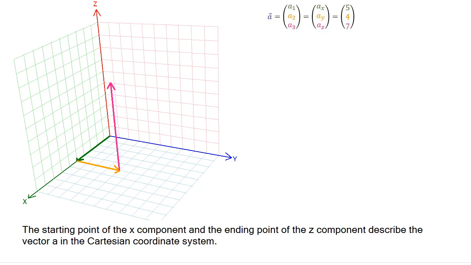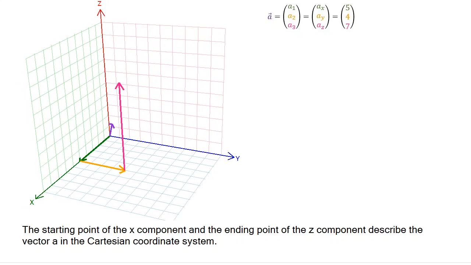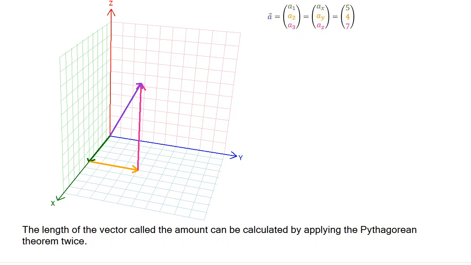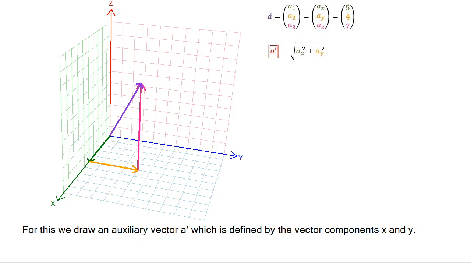The starting point of the x component and the ending point of the z component describe the vector A in the Cartesian coordinate system. The length of the vector, called the amount, can be calculated by applying the Pythagorean theorem twice. For this we draw an auxiliary vector, A', which is defined by the vector components x and y.